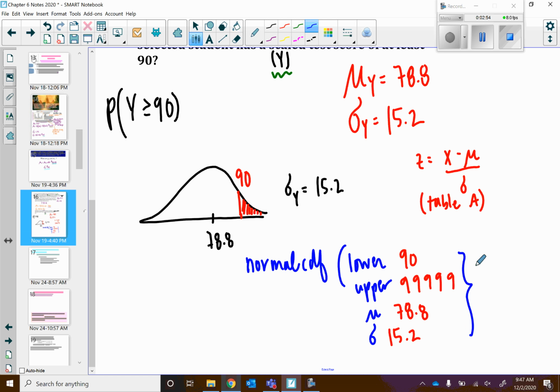And drum roll, please, if you want to pause the video so you can get it yourself. Otherwise, hopefully you're getting 0.2306, or about a 23% chance. And that's what we got for this problem.